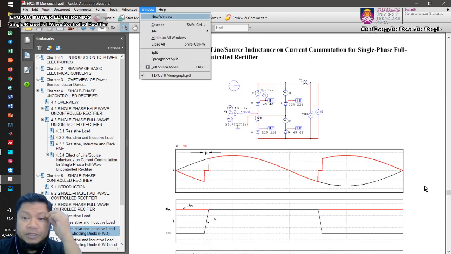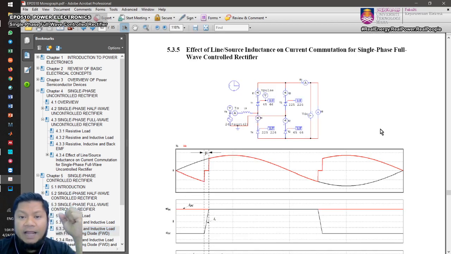Okay, so now we're going to continue with the effect of line source inductance on current commutation for single phase full wave controlled rectifier. Again and again, we always have this source inductance at the front end, which may come from the transformer winding, or it can be from the cable inductance. So in practice, you always have this LS in the front end.